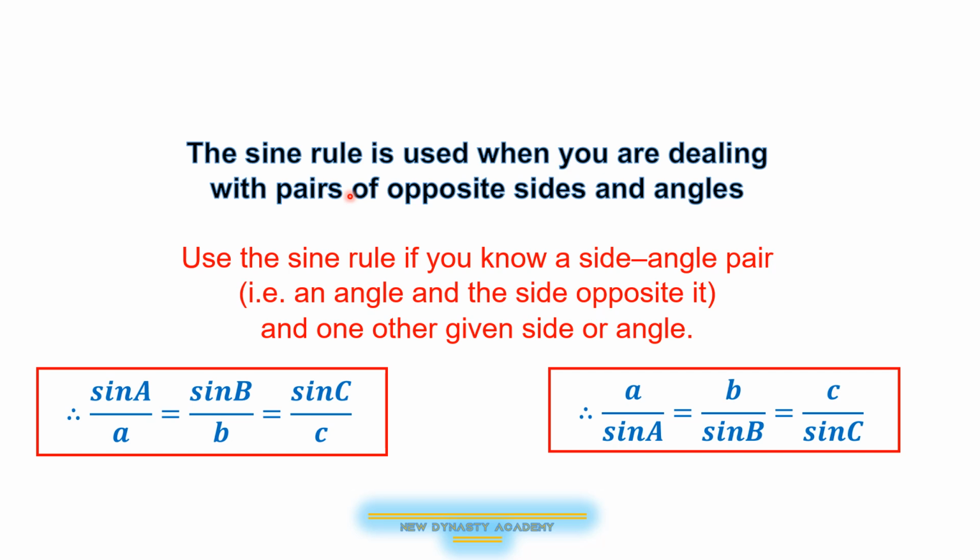And what do we mean by that? It must be an angle and the side opposite it, and another side or angle must be given. If the angle is given, then you're going to calculate the side. If the side is given, then you're going to calculate the angle. Since you can see that we have two versions of the sine rule currently, the one with the sine of an angle in the numerator and the other one with the lower cases in the numerator. The one on the left hand side, you're basically going to use when calculating the angles, and the one on the right hand side, you're going to use for calculating the sides.